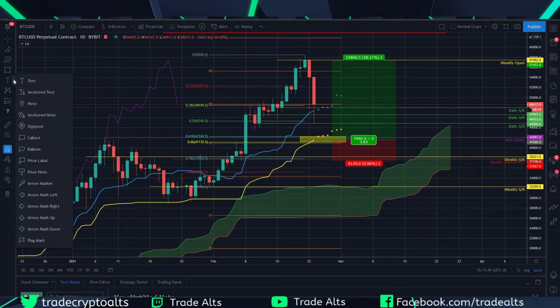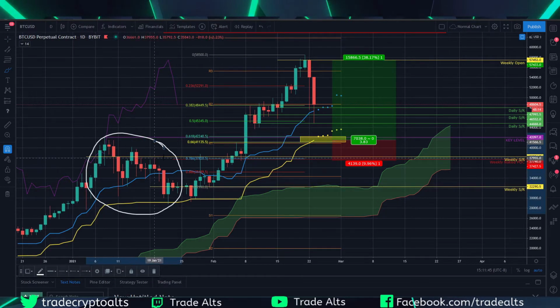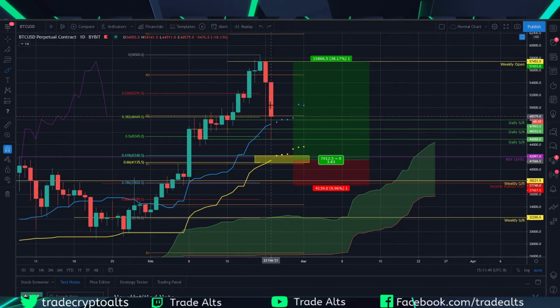So I'll kind of circle it for you. It's just my opinion. The price action seems really similar to what happened here. So the way that I'm looking at this, for the time being, is I think that we could end up actually forming a range here.